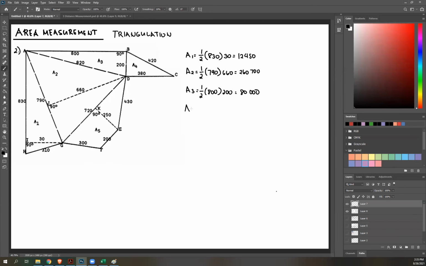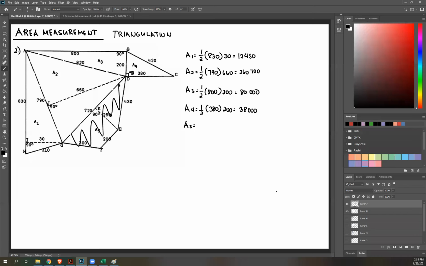Next, let's have A4. So A4, the problem here is there's no given angle, right? This is supposed to be 90, but it's not given. But based on the drawing, we can assume this is 90. Now, the answer in your handout also assumes this as 90. So let's do that first, okay? So since this is 90, this is again a right triangle. So 1/2 base times height. Let's say base is this, so that's 380 times height, which is 200. And you're going to get 38,000. And then finally, area 5.